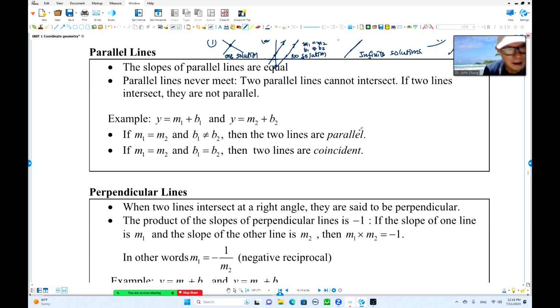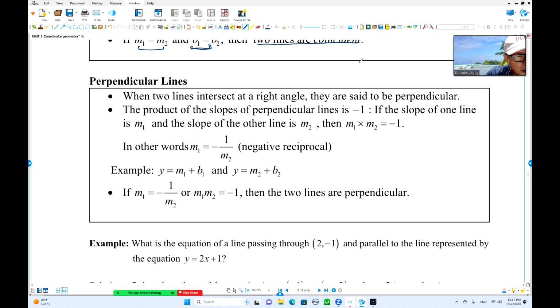Okay, all right. First one over here. Just to summarize one more time, this is in the book, okay? If the slope is equal but the y-intercept is different, the two lines are parallel. If the slope is equal and the y-intercept is equal too, then the two lines overlap, coincident. Okay, we can say that. Another one is perpendicular lines. Each slope is the negative reciprocal of the other one, okay? Just memorize this.